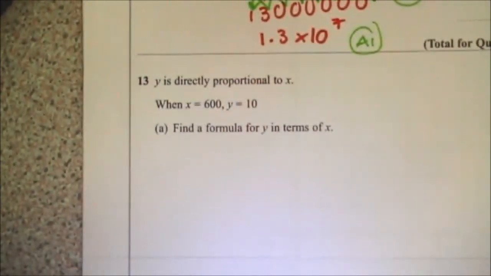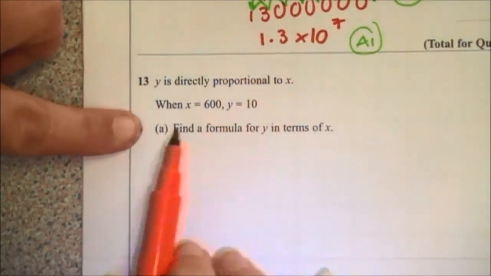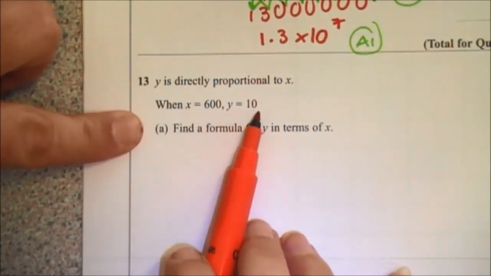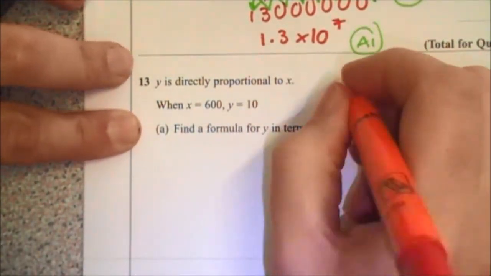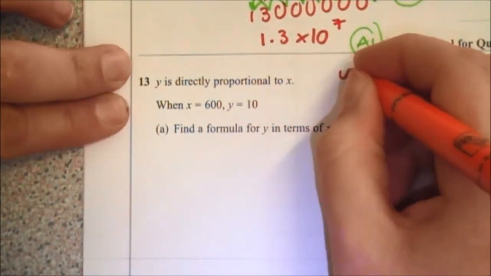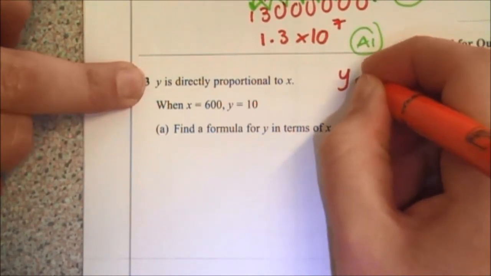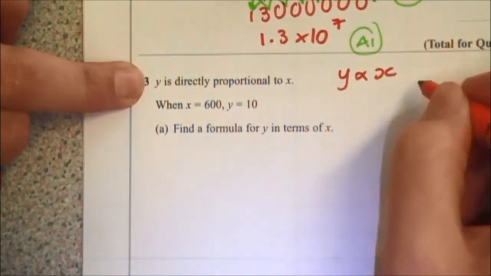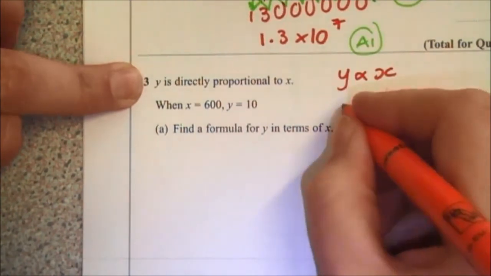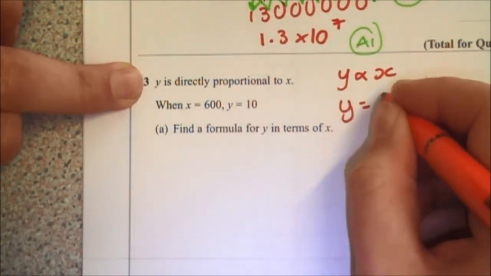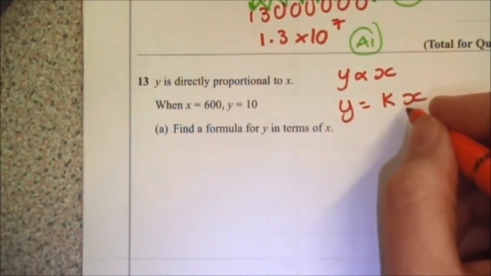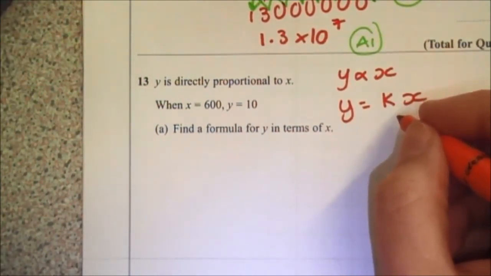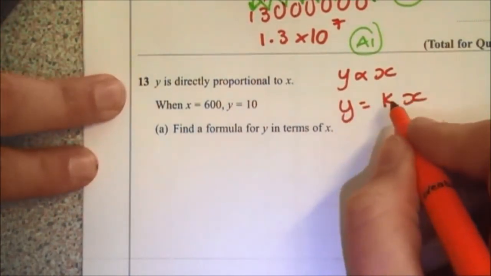13 is a direct proportion question. So it says y is directly proportional to x when x is 600 and y equals 10. Find a formula for y in terms of x. So first you need to be aware of the notation that we use. We can write y is directly proportional to x as y and then that sign x. Now what that sign means is y is equal to k times x. So it's a constant number. We don't know what that is at the moment. It's just a constant. So now I've got y is equal to kx.